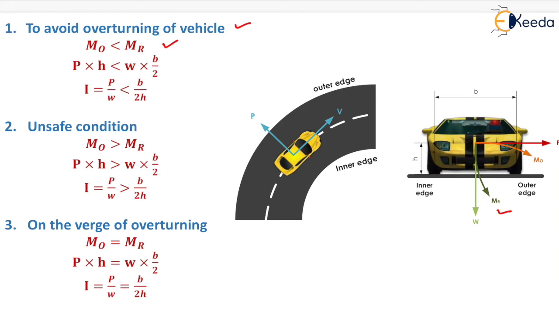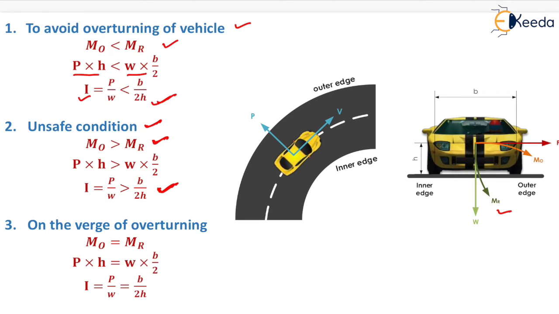Now we will put the value of M naught, that is P into h, and we will put the value of MR, that is W into b by 2. We will get I, which will be equal to P by W, which should be less than b by 2h for avoiding the overturning of vehicle. Now for unsafe condition, that is for overturning of vehicle, M naught should be greater than MR, which is shown here. Now after putting the value, we will get I equals P by W, which should be greater than b by 2h for unsafe condition.